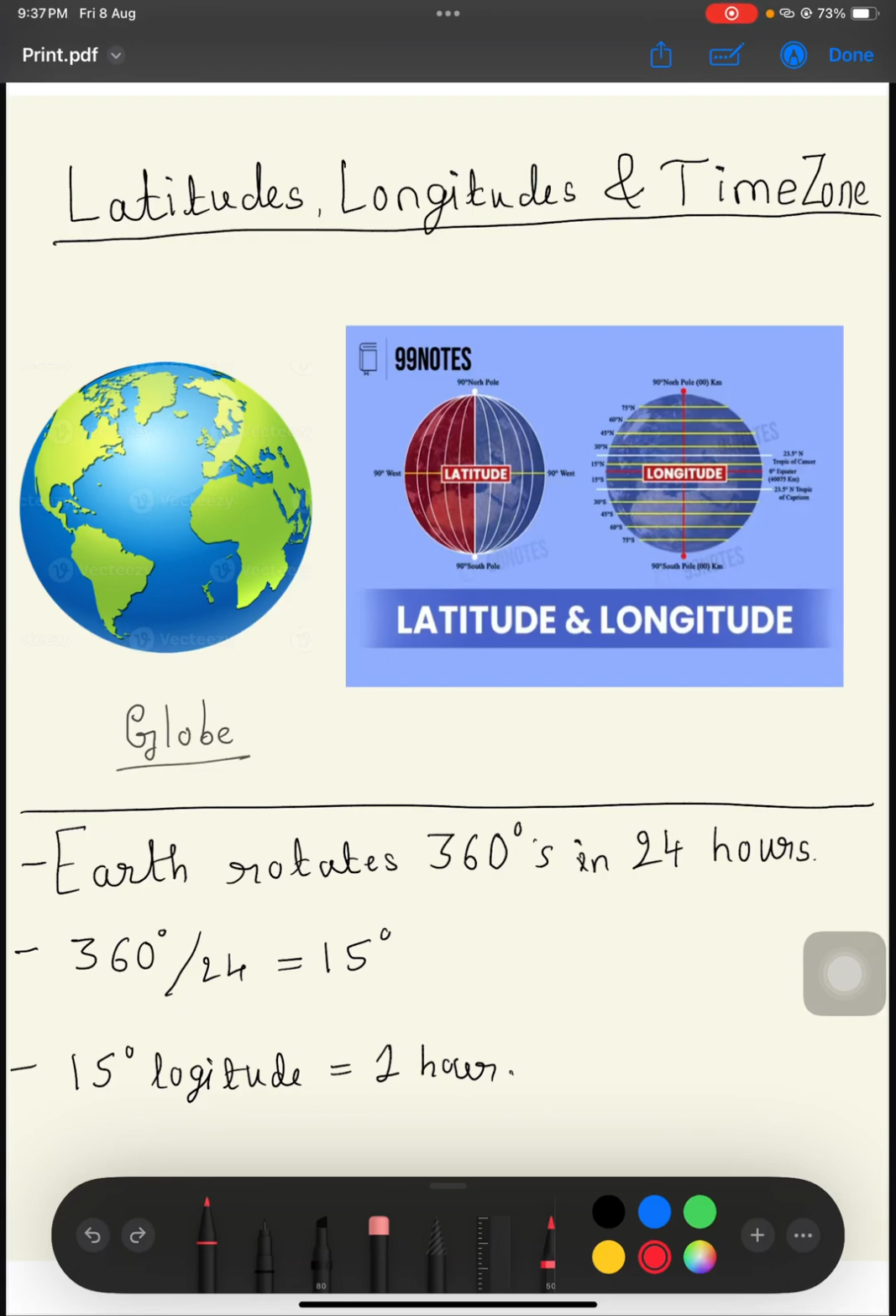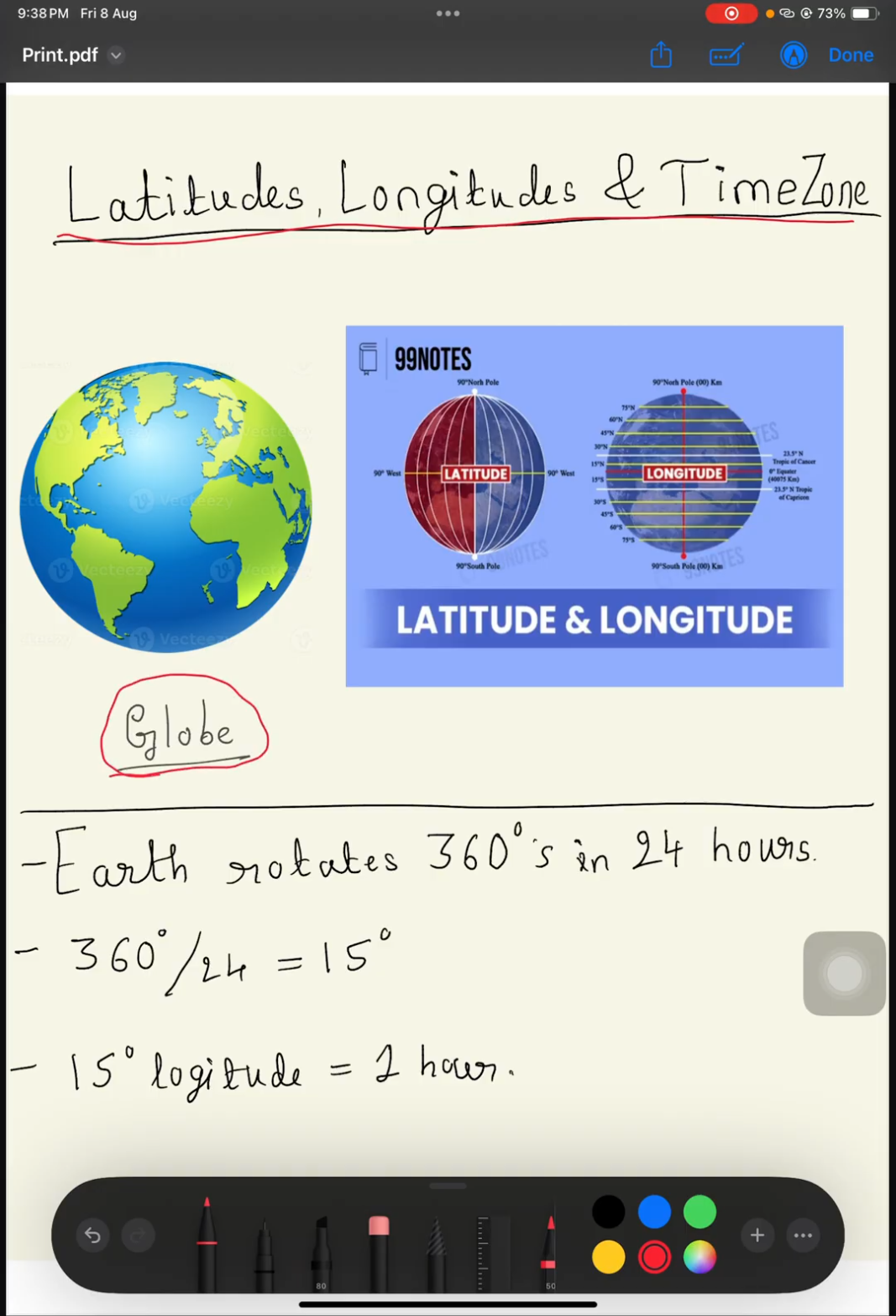Hello, good morning, students. Today I am discussing the topic latitudes, longitudes, and time zone. First, before discussing latitudes and longitudes, I want to discuss something about the globe.